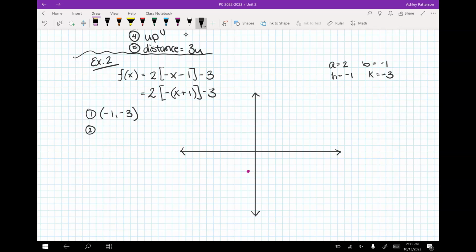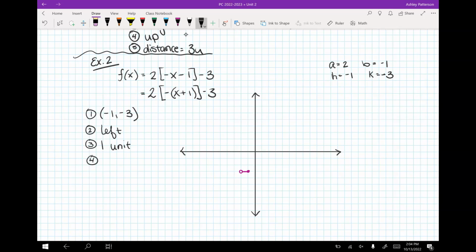All right, so since B is negative, we are going to extend left. And how many units? Well, B is just -1, so we're only going to extend 1 unit left. What does that look like? Like this. I'm going to extend 1 unit left to my open circle. If we have a horizontal reflection, we extend 1 unit left to the open circle.